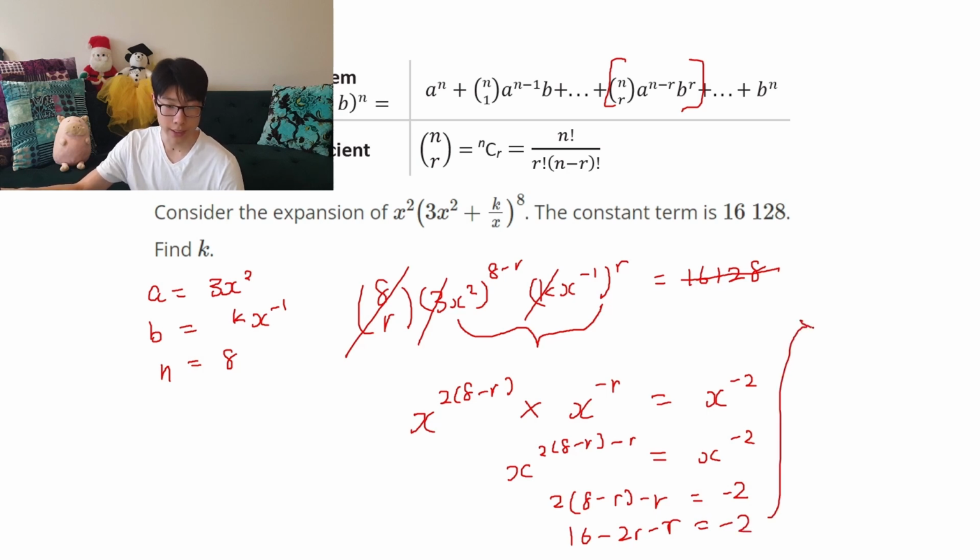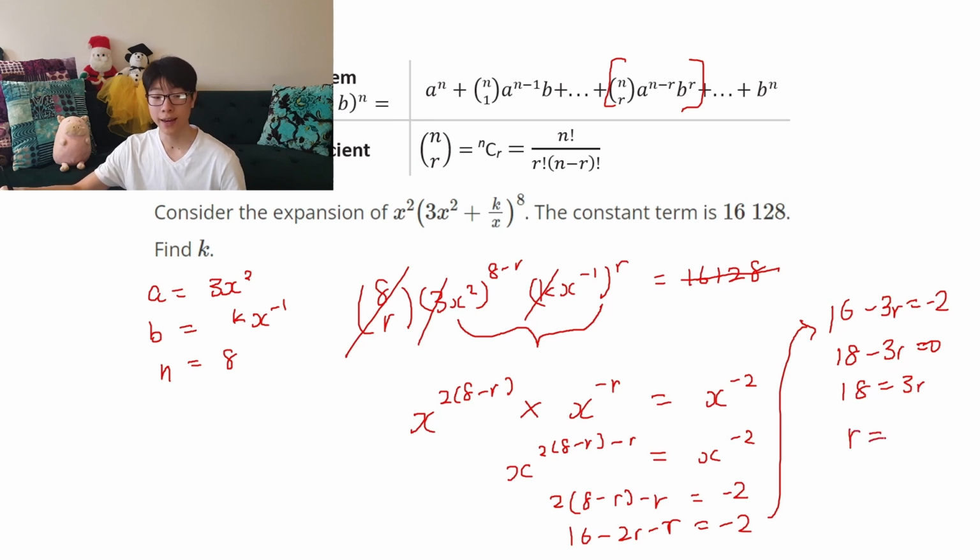And we'll simplify it one step further. Let's just bring it up here. We'll get 16 minus 3r equals negative 2. And here, let's add 2 to both sides. We'll get 18 minus 3r equals 0. Add 3r to both sides. 18 equals 3r. Divide by 3, and we'll find that our r is equal to 6.